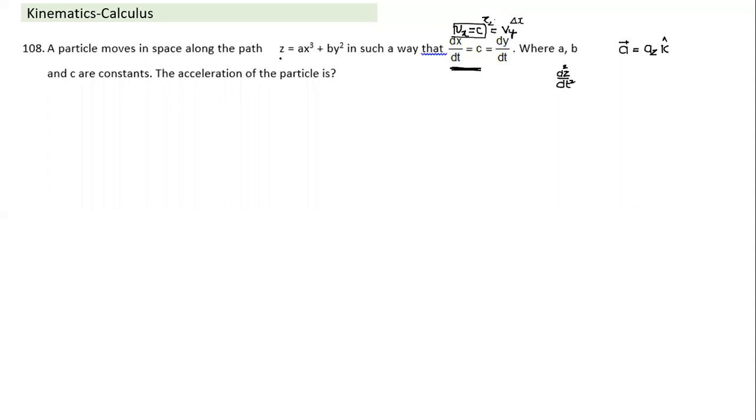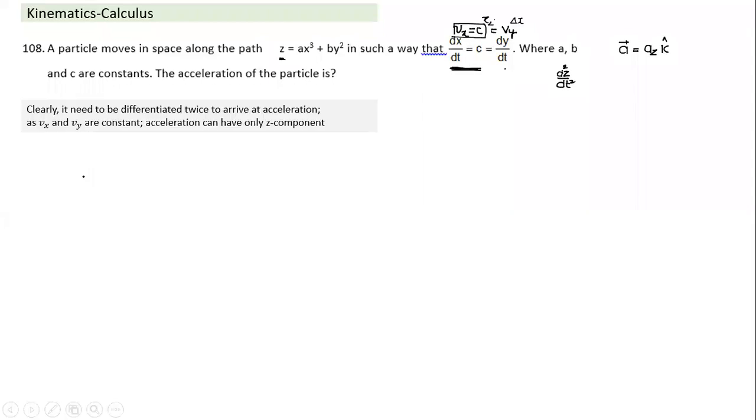We have to differentiate, since that is given. We have to understand this part of the information, which I hope is easy to understand. Then we differentiate it twice and we get our answer. The rest is fairly simple. I think most of you can easily obtain the answer. Lakshita? Easy? Good. Most of you who practice this will find it pretty easy. So clearly it needs to be differentiated twice to arrive at the acceleration.